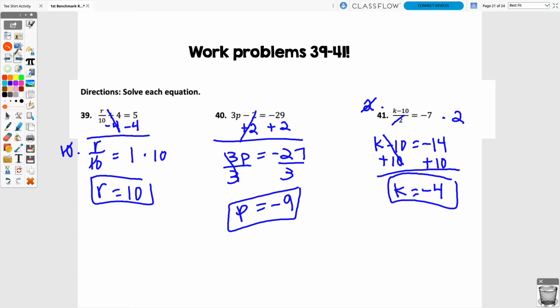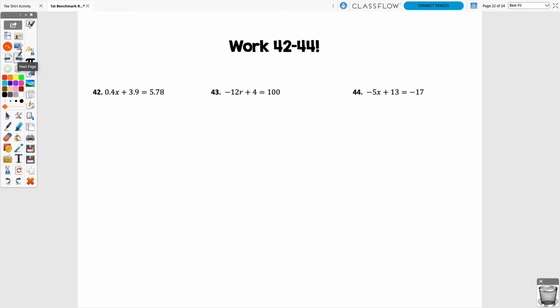All right, guys, that next group of 3, 42 through 44. This one, I'm only going to put 3 minutes because these are just two-step equations on all of them.